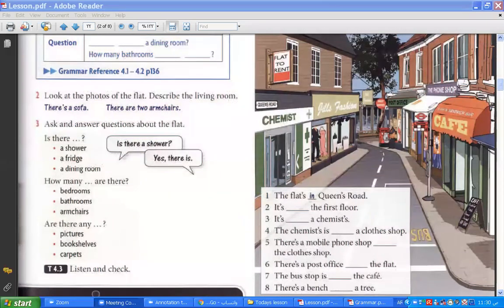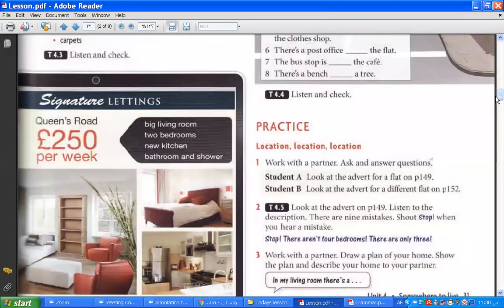Khaled, ask Ibrahim about how many bedrooms. How many bedrooms are there? Khaled? How many bedrooms are there? Two. But in a sentence, there are two bedrooms. Great. Thank you.